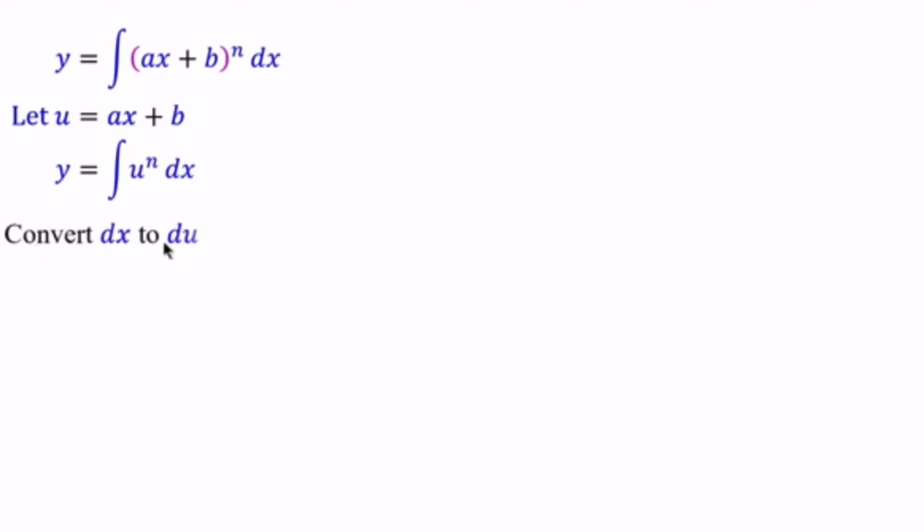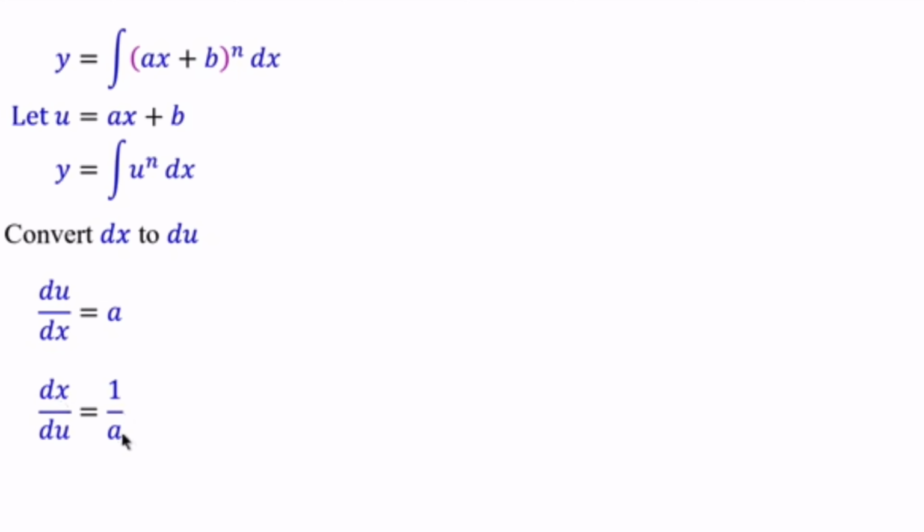Alright. So now we need to convert dx to du so that we can integrate it. Because when you have the variable u, you must have the du. So the dx is how many du? That's why we need to differentiate. So du over dx is a, right? That means du is a times dx. But we want dx, so dx will be actually 1 over a. So that means dx is 1 over a du.